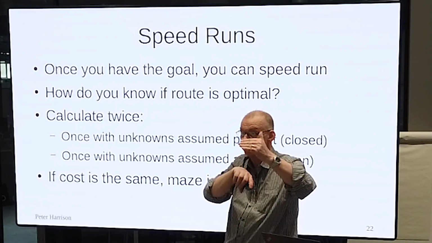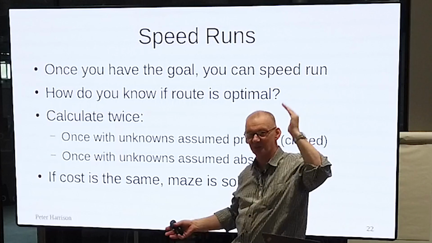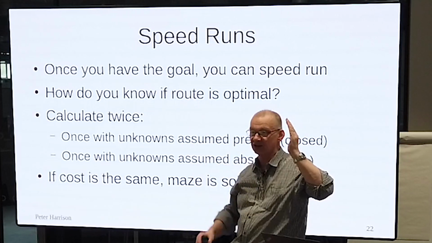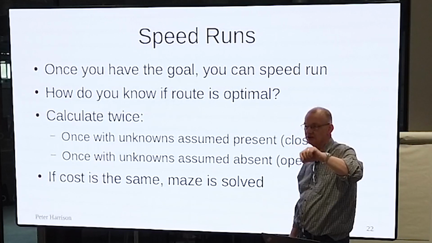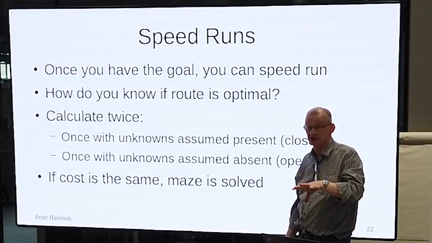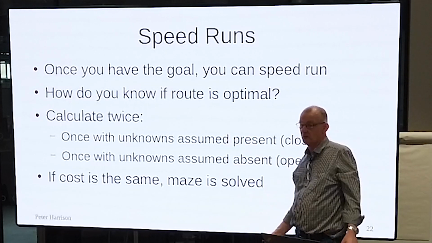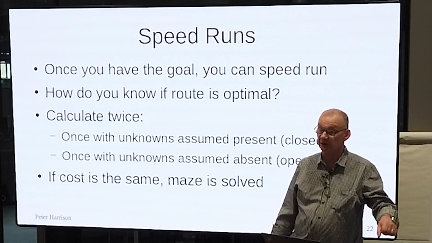If they are the same, you don't really care whether you've seen walls or not seen walls, because your path no longer has to go through unseen walls. So do it with these two different assumptions, and if they're the same, you have a solution. That's why I distinguish flooding from getting a solution. And then you have a path that's not going to get improved. There's no point in exploring anymore. Go back, get your speed runs in.